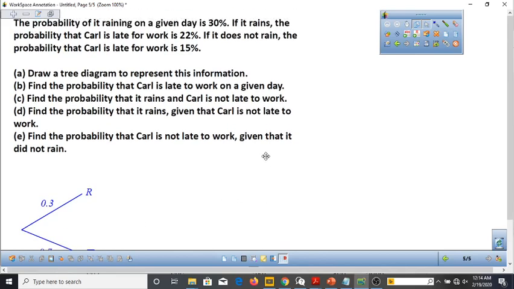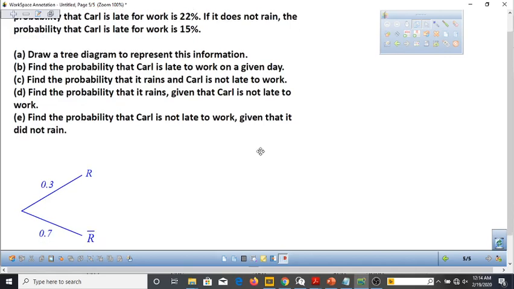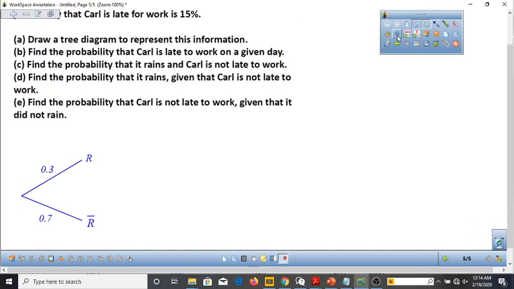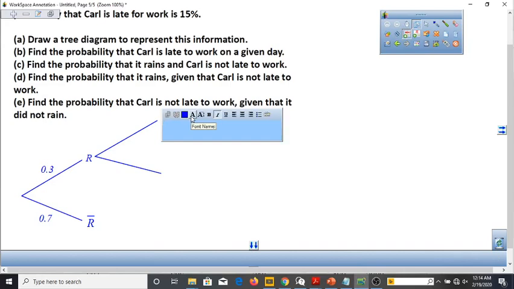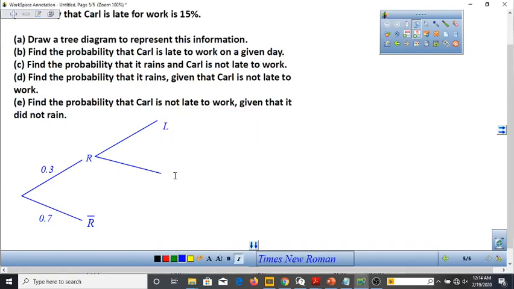Now, the next situation is about being late for work. So we're going to draw another couple of lines, or what I call branches, from the R. One branch represents Carl being late, so I'm going to call that L. And the other branch represents Carl being not late.